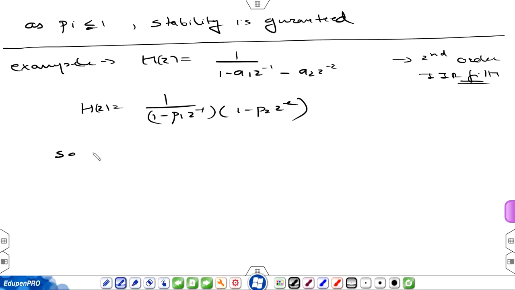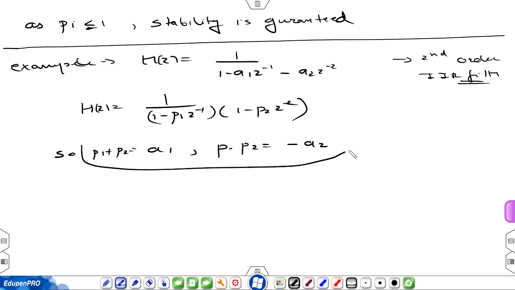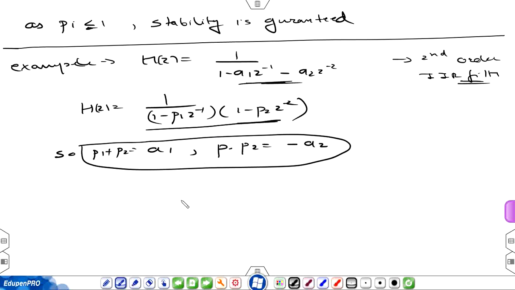So if you multiply this and compare these two terms, p1 plus p2 will be equal to a1, and p1 dot p2 will be equal to minus a2. So now I will be using this form instead of this. Okay, so this filter has two poles given by p1 and p2, where p1 plus p2 is a1 and p1 dot p2 is minus a2. That can be calculated easily, solving some quadratic equations.